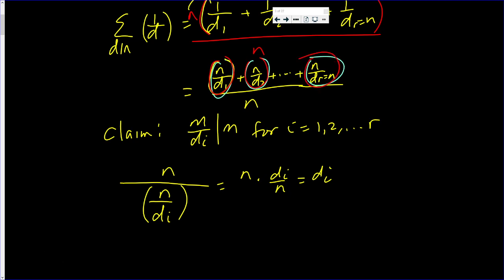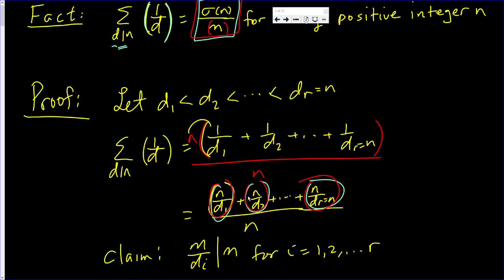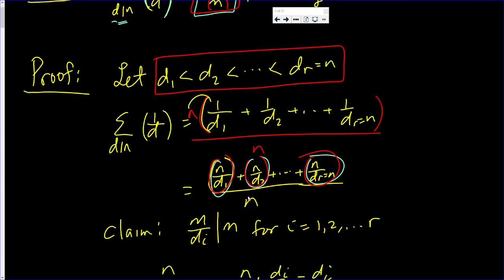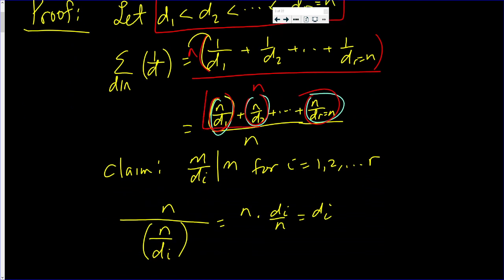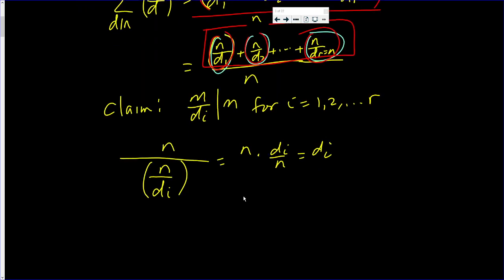Now, that's interesting because we only have r divisors of n. And here I have a list of r divisors of n. Doesn't mean that those are all of them. There might be duplicates. Okay, make another claim. I claim that n over d sub i does not equal n over d sub j for i not equal to j.